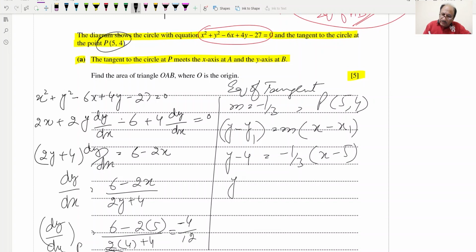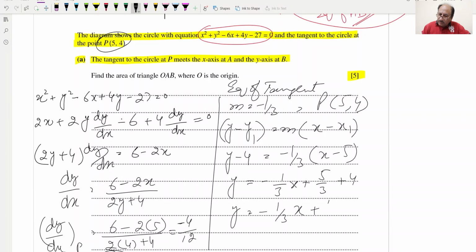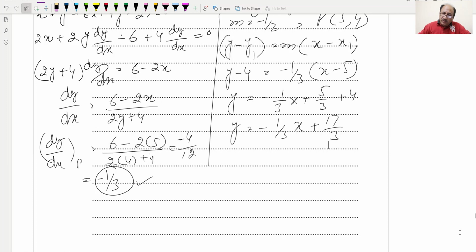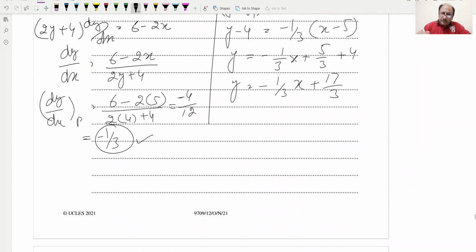Now we are closer to the equation of the tangent. So y is equal to minus 1 by 3 x plus 5 by 3 plus 4, and 5 by 3 plus 4 will be equal to 17 by 3. Now this is the equation of the line. After finding the equation, we need to find the x and y intercepts. First we will find the y-intercept.